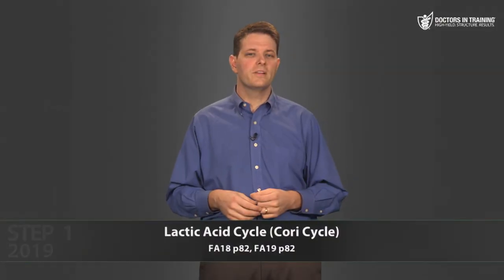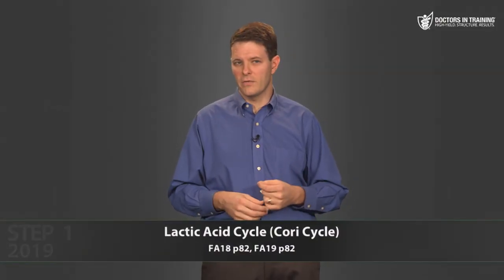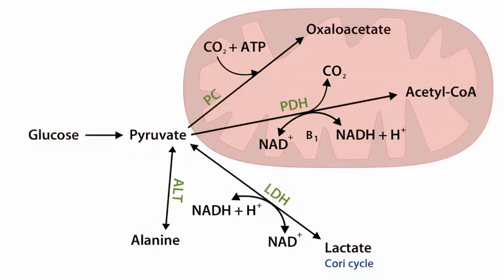Now let's go back and briefly discuss the other 2 potential fates of pyruvate. We talked about how you can convert pyruvate to oxaloacetate for gluconeogenesis. And we've just finished talking about converting pyruvate to acetyl-CoA for the TCA cycle. So now let's talk about lactate in the Cori cycle.